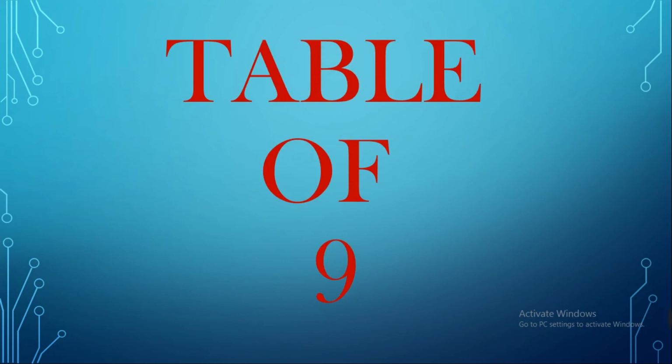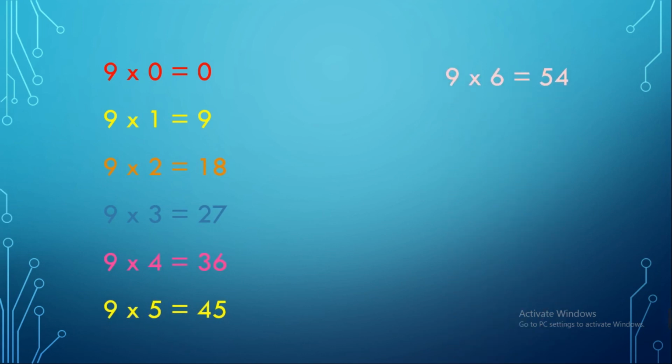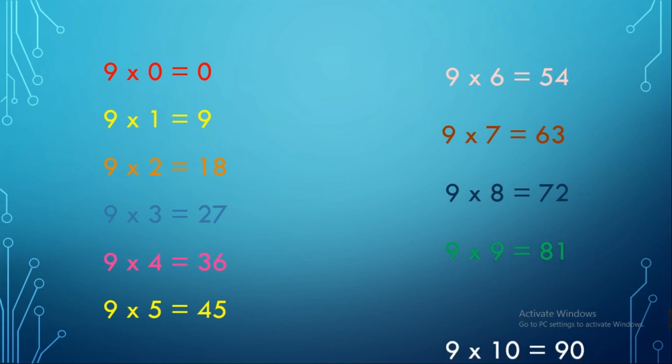Table of 9. 9 zeros are 0. 9 ones are 9. 9 twos are 18. 9 threes are 27. 9 fours are 36. 9 fives are 45. 9 sixes are 54. 9 sevens are 63. 9 eights are 72. 9 nines are 81. 9 tens are 90.